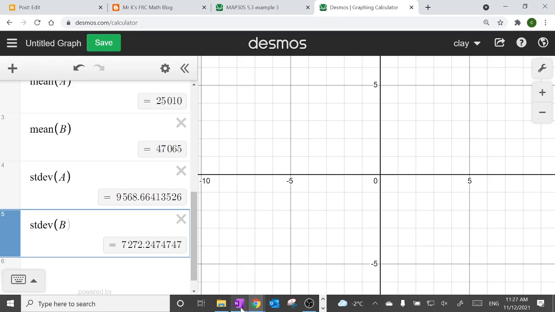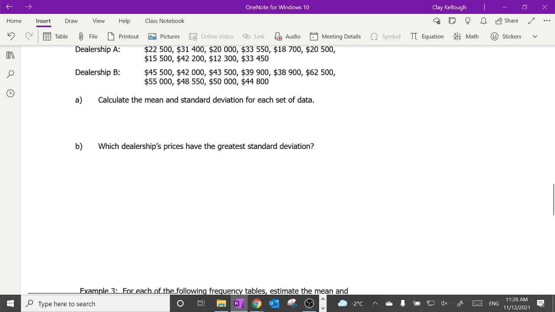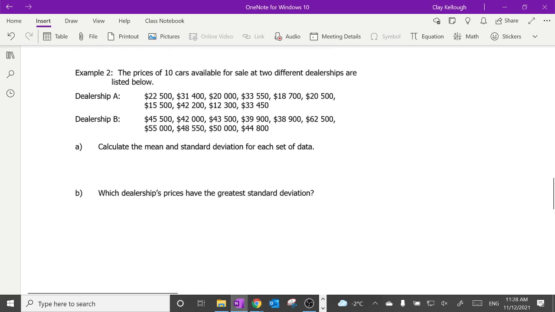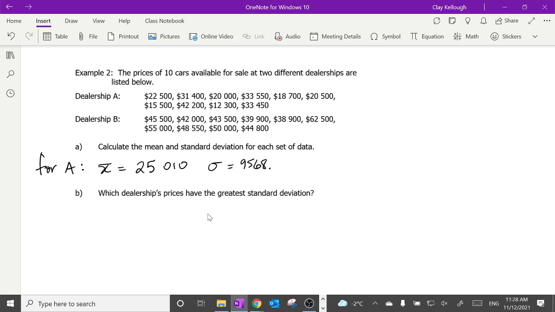So let's go back to our notes and put in what we got. So the mean and the standard deviation. So for dealership A, the mean, I'll use symbols. The mean is $25,010, and the standard deviation was $9,568.66.